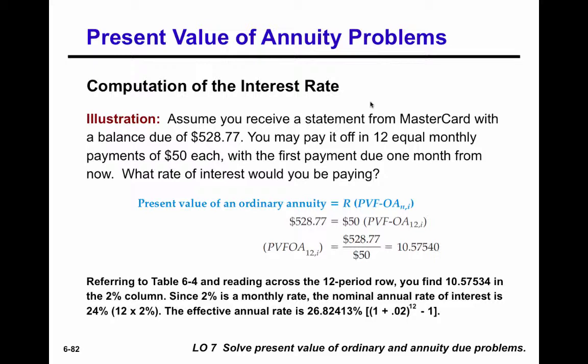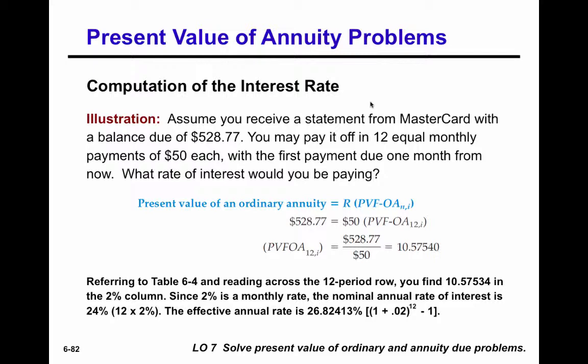Here's another example. This one deals with more frequent compounding. We have a MasterCard balance of $528. You can pay it off in 12 equal monthly payments of $50. The first payment is due 1 month from now, so this is an ordinary annuity. The question becomes, what rate of interest would you be paying?